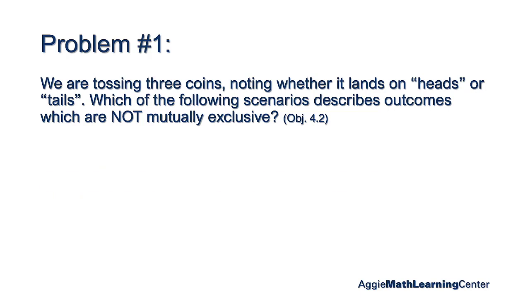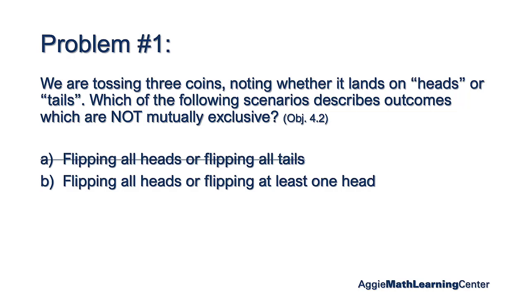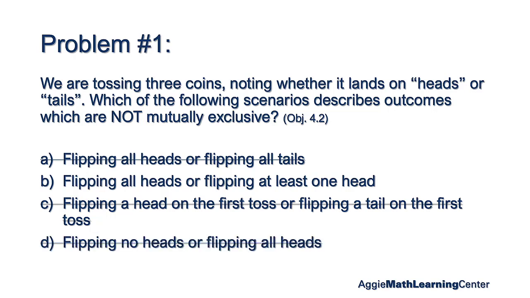The correct answer is B. Flipping all heads or flipping at least one head. Remember, events are only mutually exclusive if the occurrence of one outcome excludes the possibility of the occurrence of the other outcome. In B, we could flip all heads and flip at least one head, since that one head can be contained within 3 flips of all heads. A is mutually exclusive, since if we flip all heads, we could not also flip all tails. C is mutually exclusive, since if our first toss is a head, it cannot also be a tail at the same time. And D is mutually exclusive, since if we flip no heads, we cannot also flip all heads.